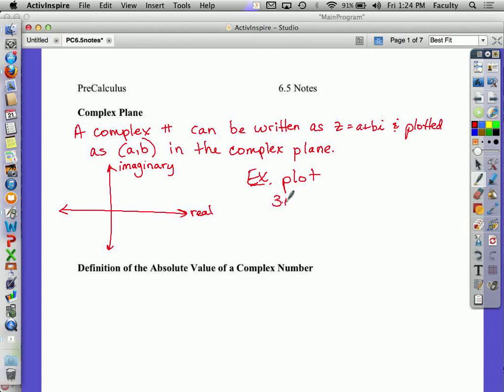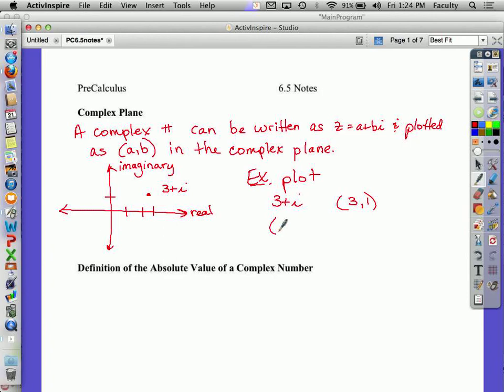So if you wanted to plot the imaginary number 3 plus i in the complex plane, what we did is we converted this to an ordered pair. Now it's not 3 comma i, it's the a and the b. B is the coefficient of i. So it's 3 comma 1. Now we don't put 3 comma 1. It is labeled 3 plus i.